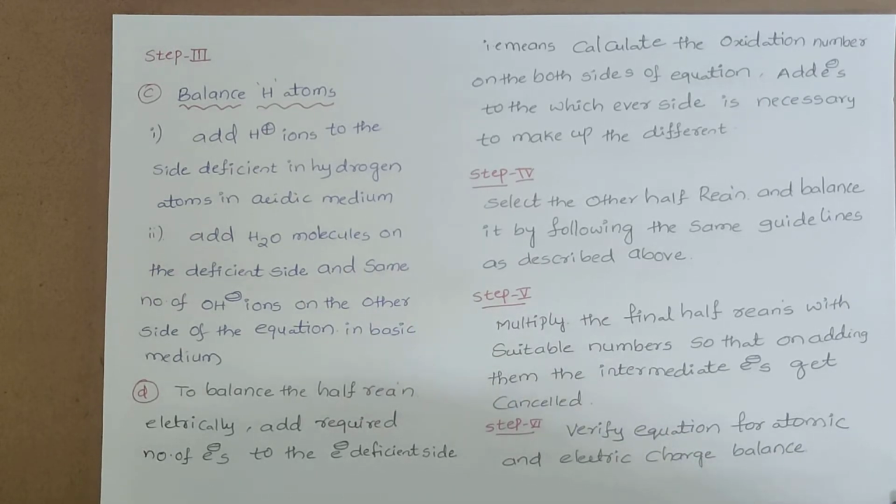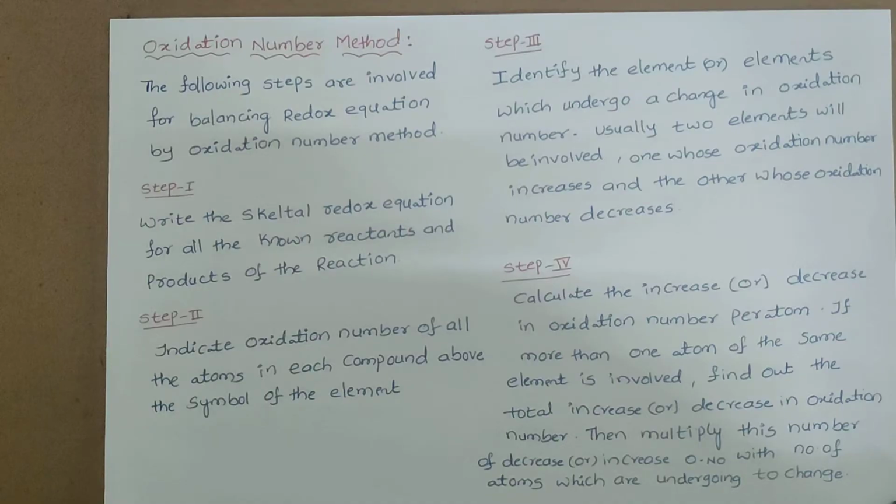So, while you are balancing, always remember whether that reaction is carried out in basic medium or acidic medium. According to that, we can balance the oxygen atoms and hydrogen atoms. This is about the ion electron method procedure for balancing a redox reaction. The second method is the oxidation number method.